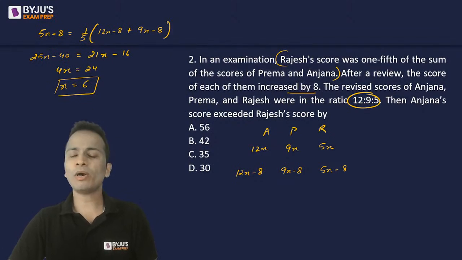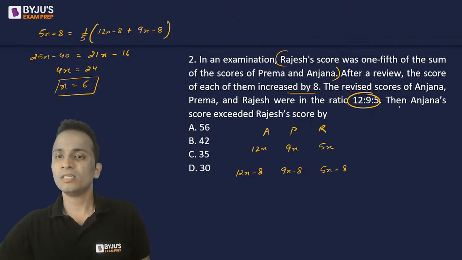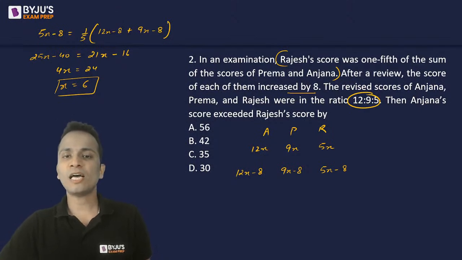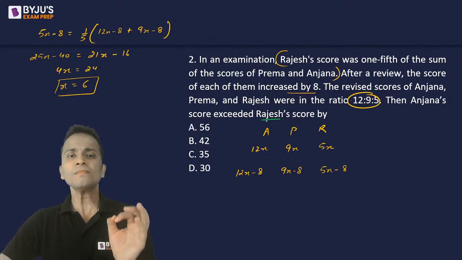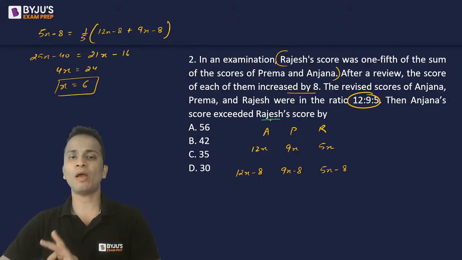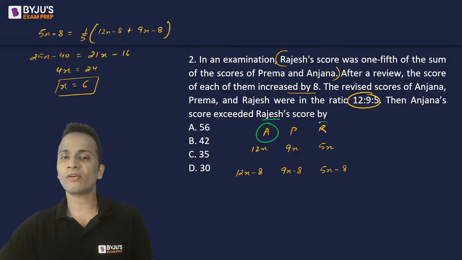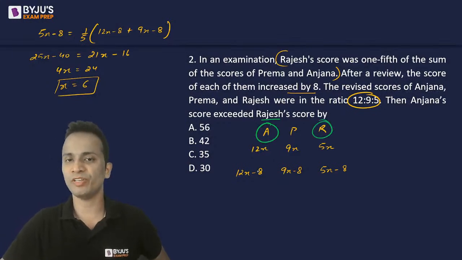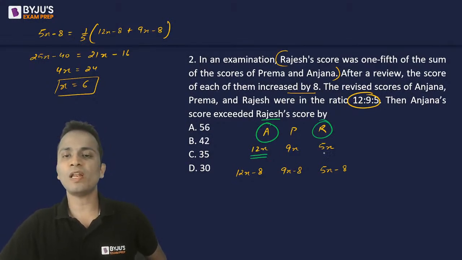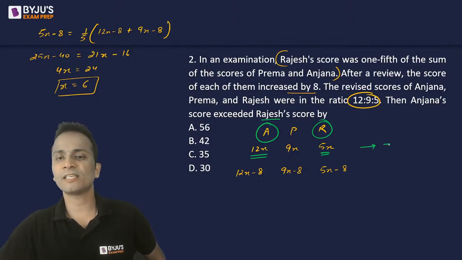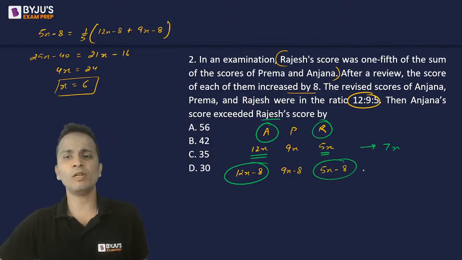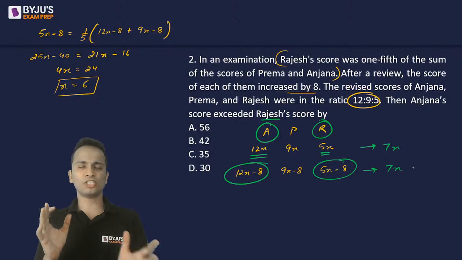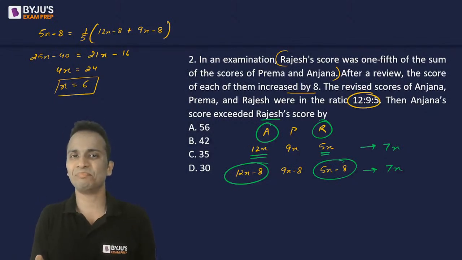Done. Now what do I have to do? I have to find out the difference between Anjana's and Rajesh's score. So the score of Anjana exceeds the score of Rajesh by what value? Now the difference between 12x and 5x here is 7x, and the difference between the scores before revision will be the same, right? So the difference will remain the same because the change in the score is the same.